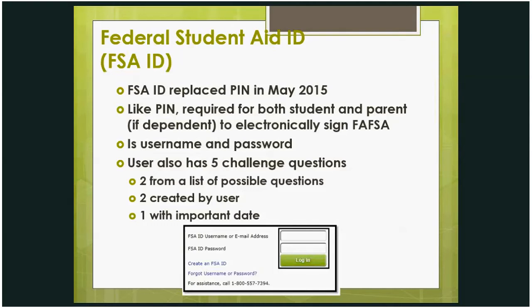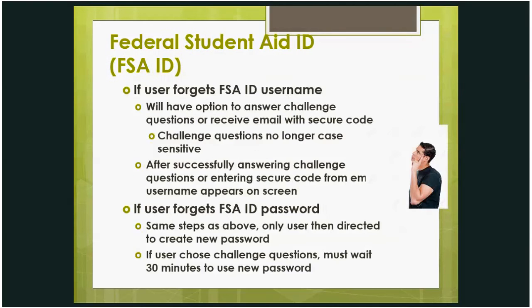The thing that trips up a lot of people is the FSA ID, which replaced the PIN last year. When you go to create an FSA ID, which is a username and a password, you'll need to create a username and password and then also have 5 challenge questions. It's more secure than having a PIN number, and that's why they converted to that. But it does end up tripping up a lot of people.